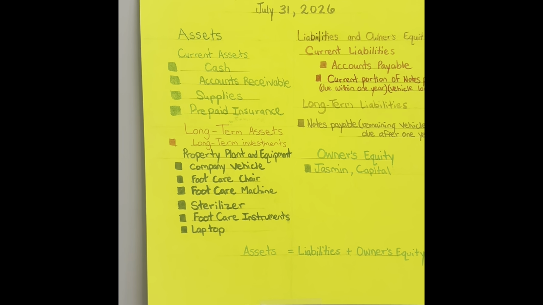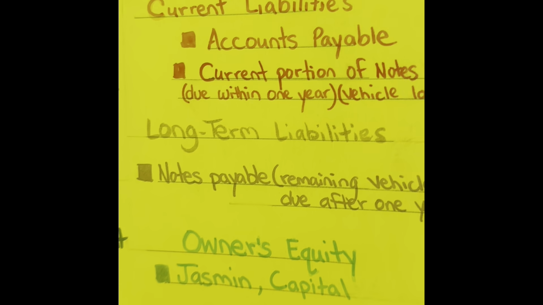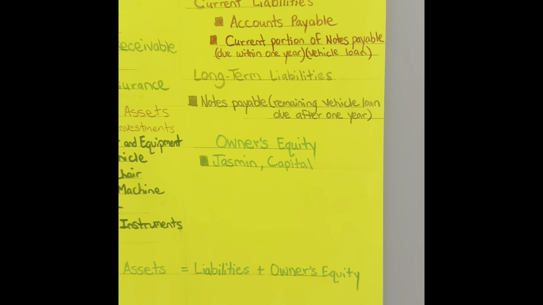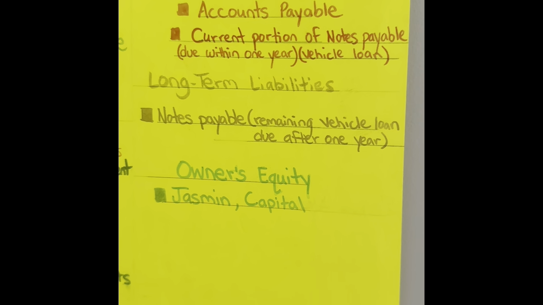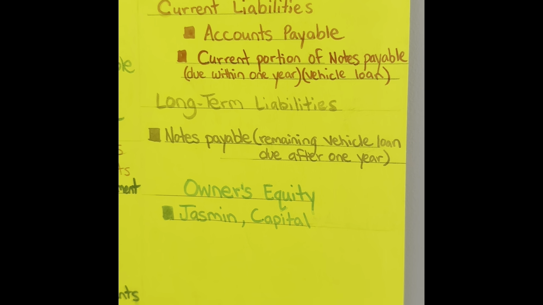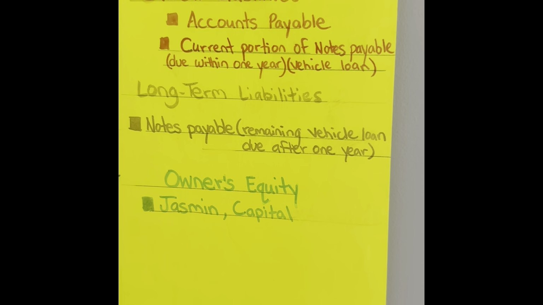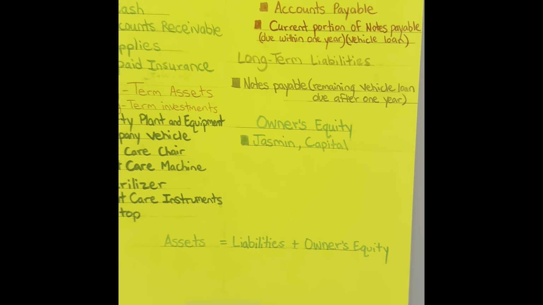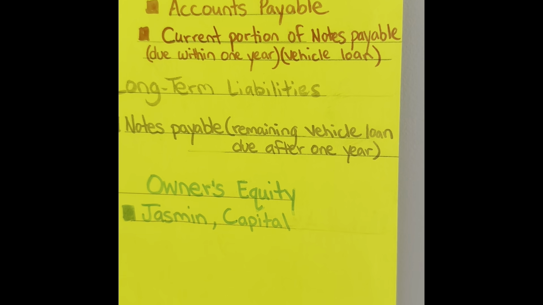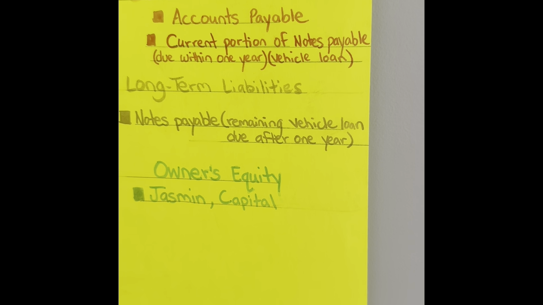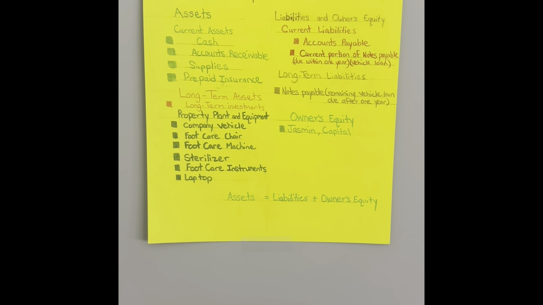These are debts that my business must pay within 1 year. The first is accounts payable, and that is the current portion of notes payable with my vehicle loan, because it is due within 1 year. And then when we move on to long-term liabilities, notes payable, the remaining loan on my vehicle due after 1 year. And that's how we categorize that.